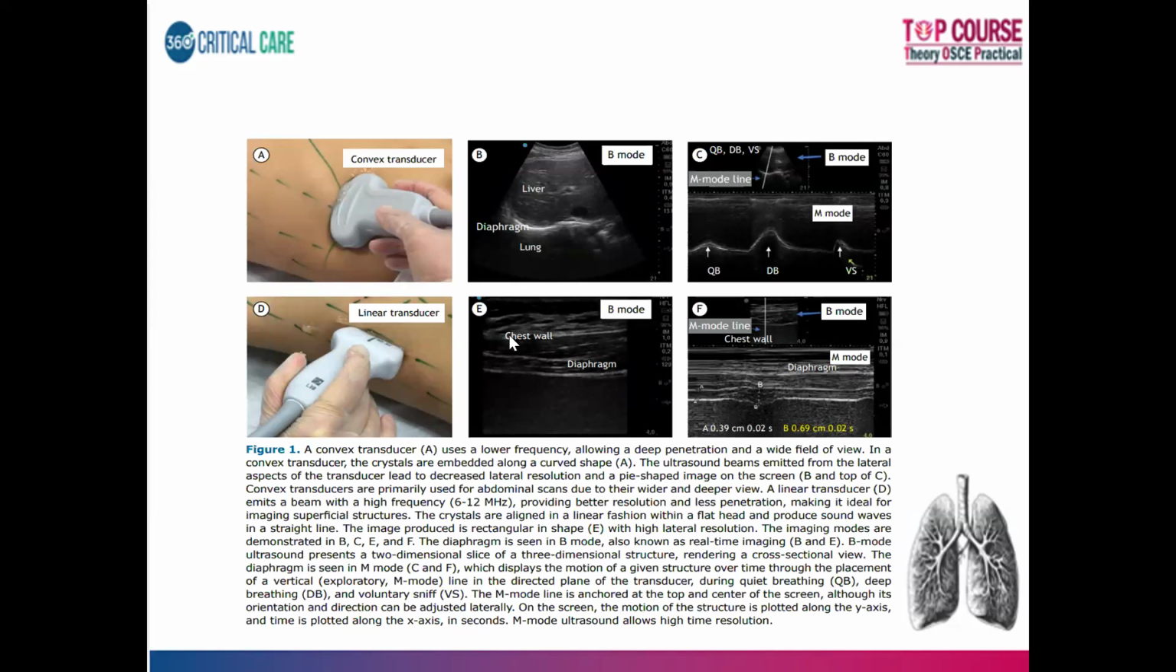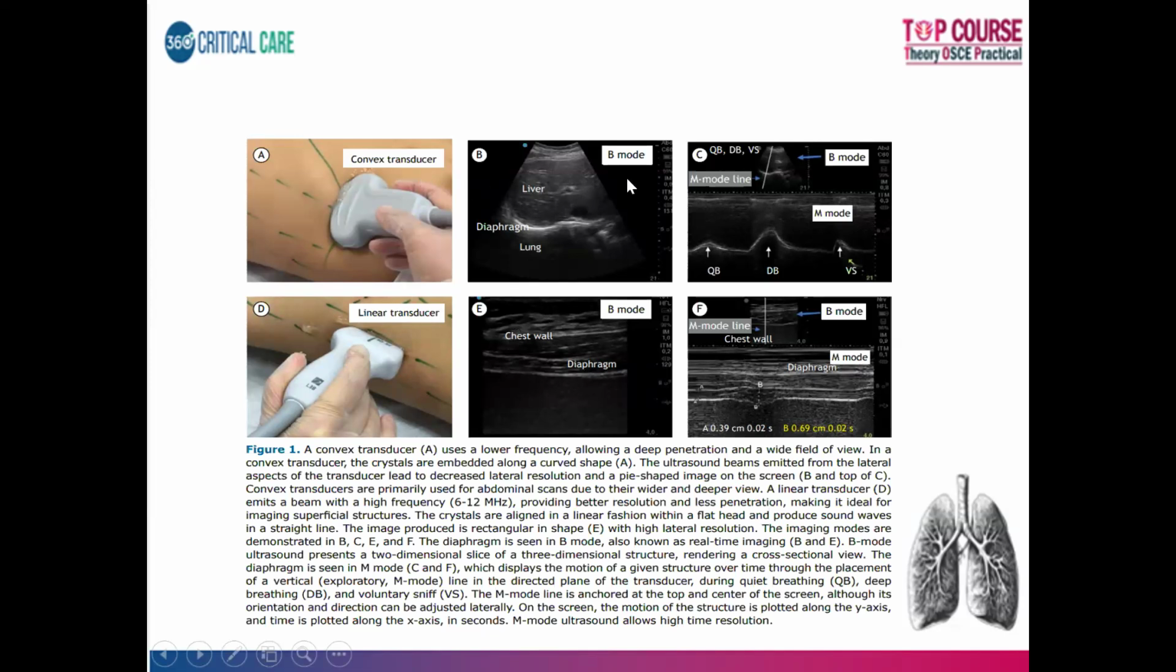Earlier I told you that the depth is better acquired using a curvilinear probe, right? So whenever you're using a curvilinear probe, as we see in image A, then we measure the diaphragmatic excursion, as you can see in image C. How will it be performed?